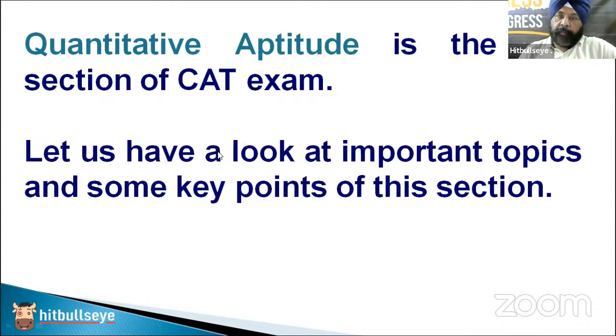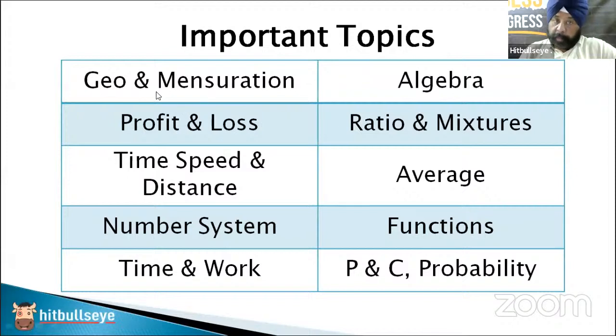Strategically, first you have to know the important topics: geometry, mensuration, algebra, profit loss ratio, time speed distance, average, number system, functions, time and work, and permutation combination probability. These are the major areas. Algebra will make up around 30% of the paper. The rest 30 to 40% is profit loss ratio, TSD, average, and 2 to 3 questions of geometry and mensuration. And the rest is 1 to 2 questions of permutation and probability.